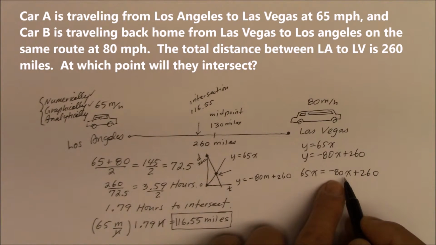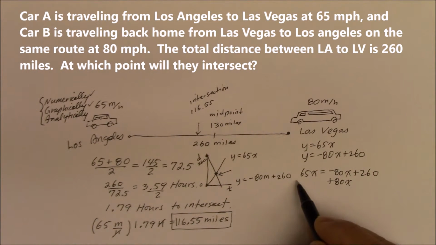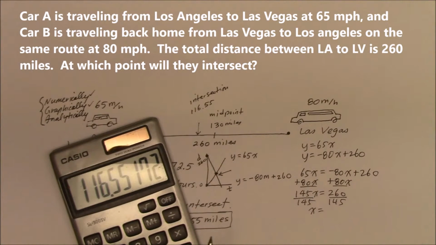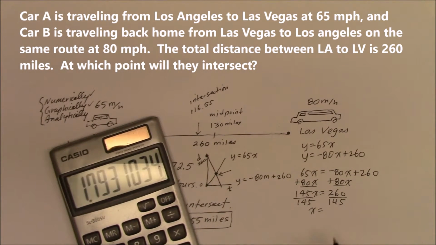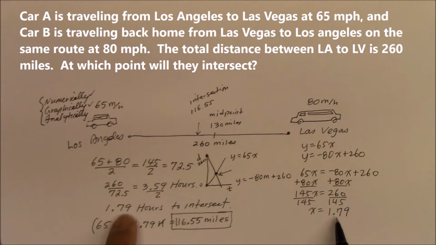Let's bring this negative 80x to the left side and combine them by using the addition property of equality. So that turns out to be 145x equals 260. Now let's solve for x by dividing both sides of the equation by the coefficient 145. So x equals, let's make my life easier using a calculator, 260 divided by 145. That turned out to be approximately 1.7931, right there.